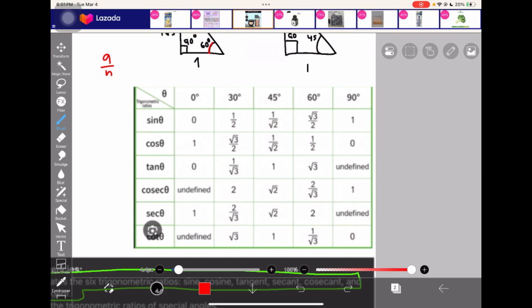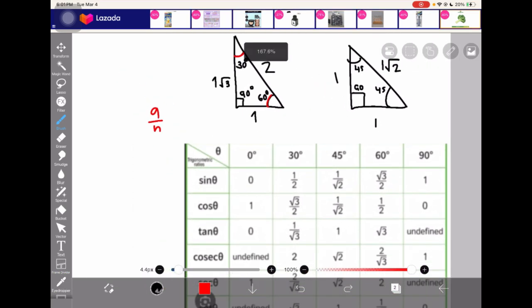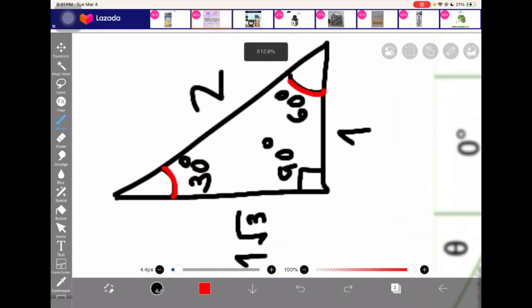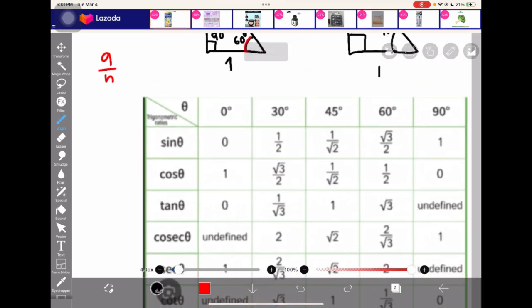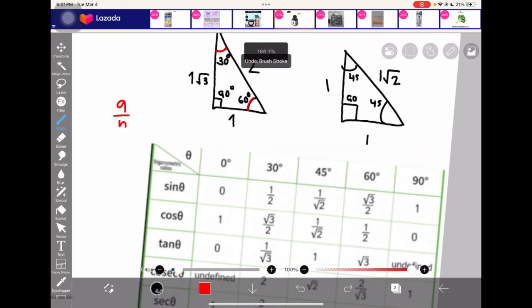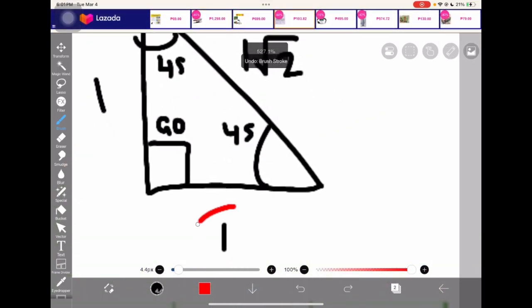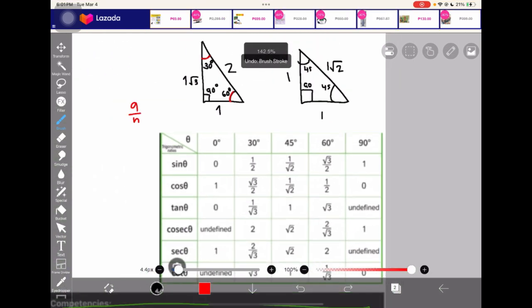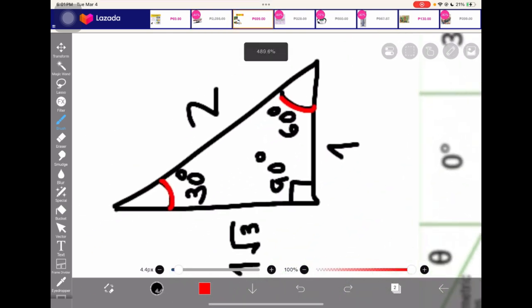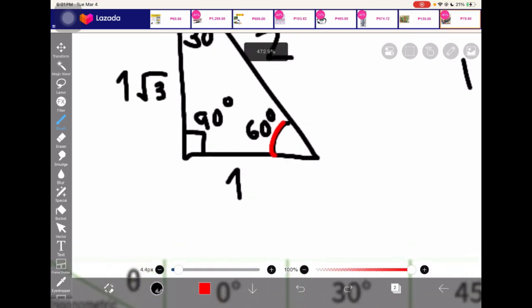Lastly, for tangent, let's prove that again. Tangent is TOA, so opposite over adjacent. Let's start with 30. Opposite is 1 and adjacent is square root of 3. Therefore, tangent 30 is 1 over square root of 3. Then for 45, we got the opposite over the adjacent. That's just 1 over 1 or just 1. Meanwhile, for 60 degrees, we got the opposite, square root of 3 over 1 or just square root of 3.